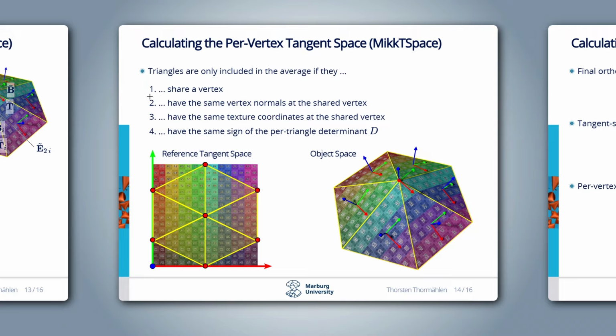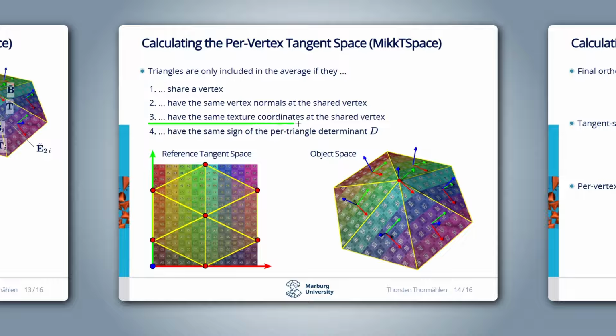Triangles are only included in the average if they, first, share a vertex. This means that both triangles have a vertex with the same 3D position. Second, have the same vertex normal at the shared vertex. This criterion checks if we want smooth shading at the vertex location. If the normals are the same, the tangent space should be averaged. Otherwise, the rule ensures that at edges with different normals, the existing hard transition of the normals and hard transition of the tangent spaces are maintained.